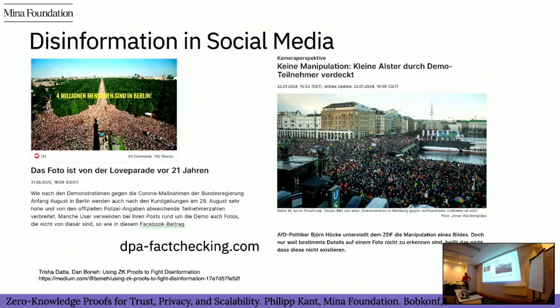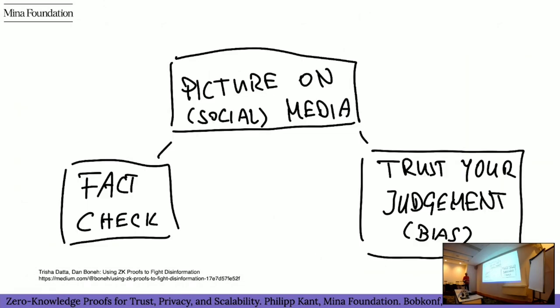So it's a problem, and there is a nice paper by Trisha Datta and Dan Boneh about zero-knowledge proofs, on how you can use them to basically automate this fact-checking process. It builds upon, again, that question of trust, right? This time it's not about a computation, but about pictures in media or social media, and you have the decision whether you want to fact-check it, and that's something that doesn't scale well, and you have to trust somebody else.